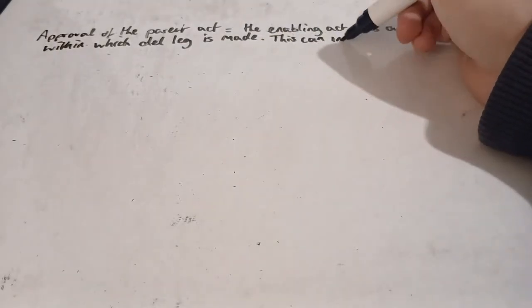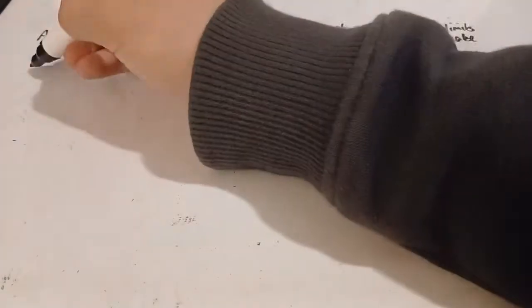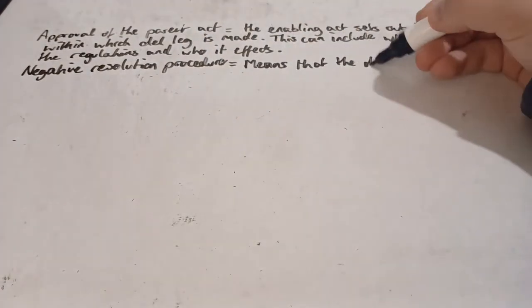The first one of these is the approval of the Parent Act. The Enabling Act sets out the limits within which delegated legislation is made. The Act states which minister can make the regulations, the type and region affected, and whether the department must consult others before making the regulation.